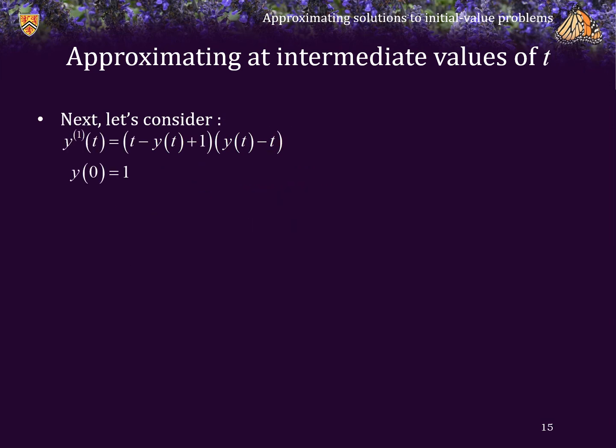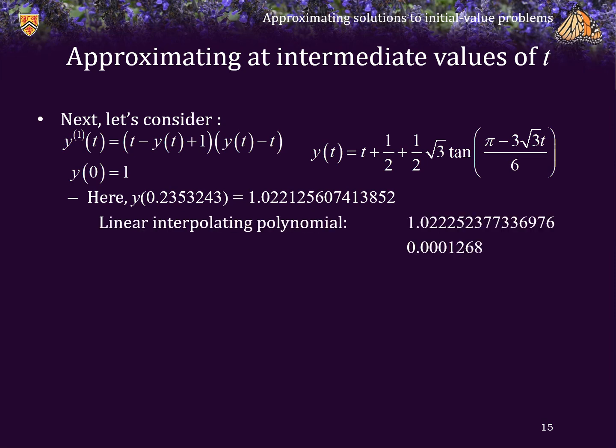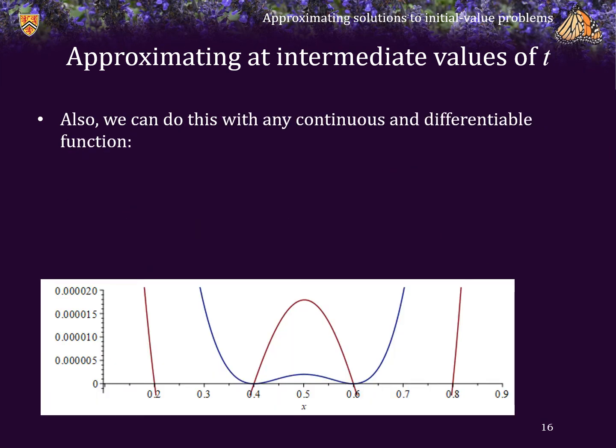Here's a different initial value problem. You probably don't know what the solution is to this one, but it happens to be this expression here. We can evaluate this solution at the point. We can find the linear interpolating polynomial and its error. Again, not very good. The cubic interpolating polynomial does much better with a much smaller error, and yet the spline does better. Again, the error drops by a factor of 10. We can also do this with any continuous and differentiable function.